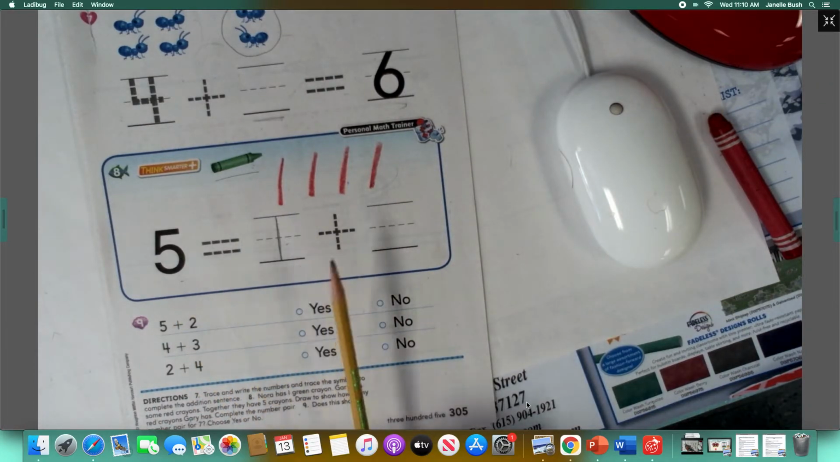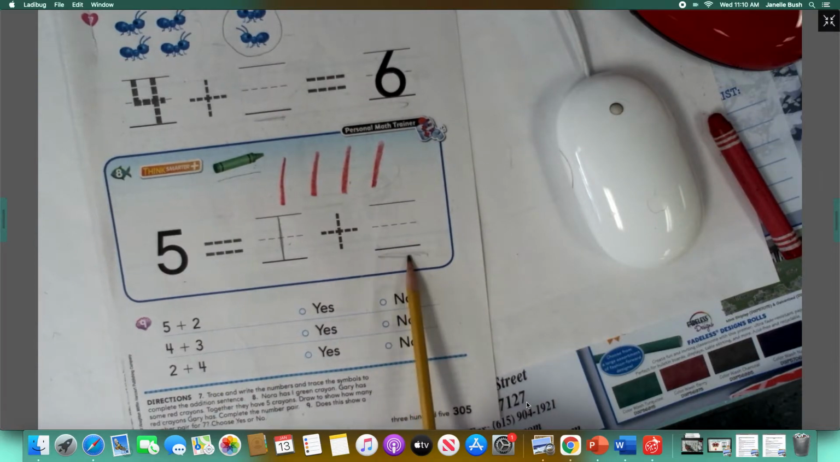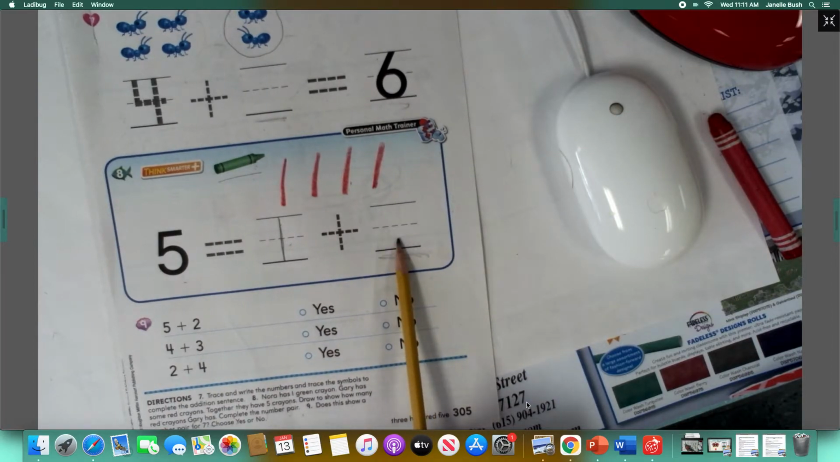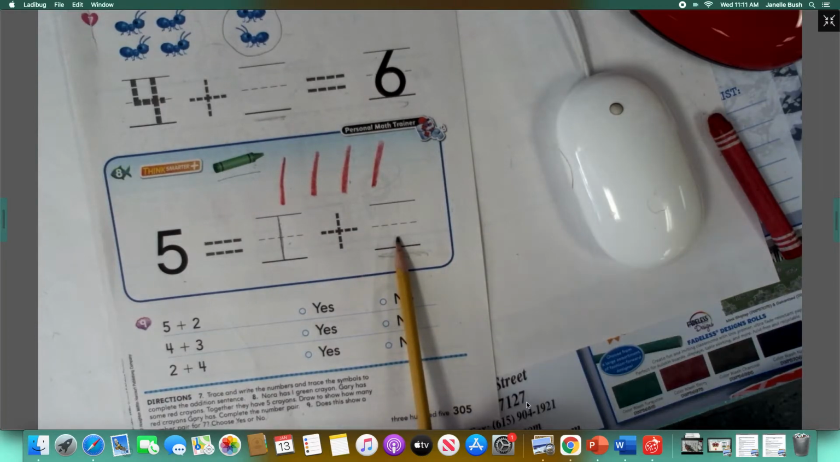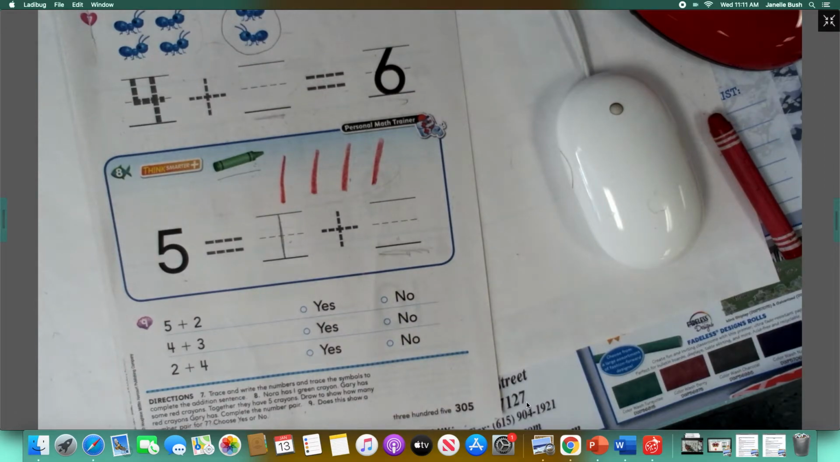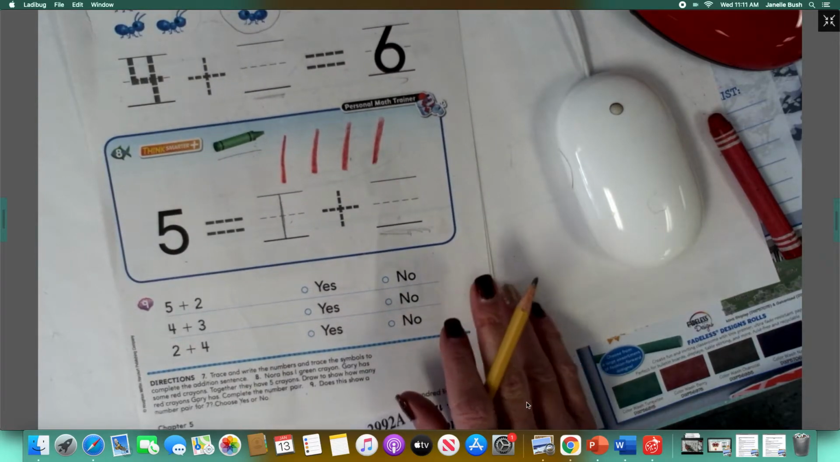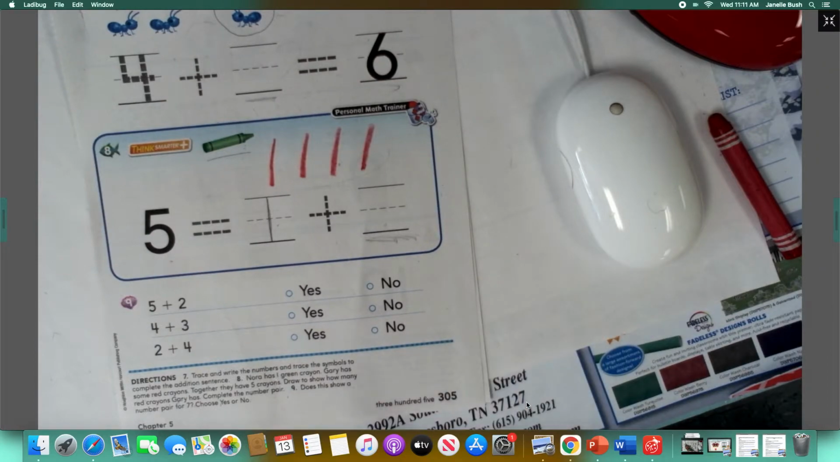Trace your equal. Trace your plus. And in the blank right here, that's going to be the number of crayons that is red. So go back and count the red crayons only and write the answer there. All right, let's look at number 9. Now, this is a little tricky, and I don't like how they put this on the test, but they do.